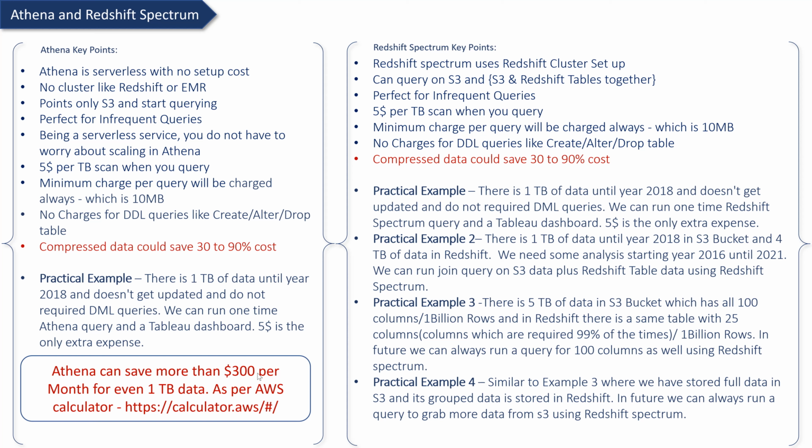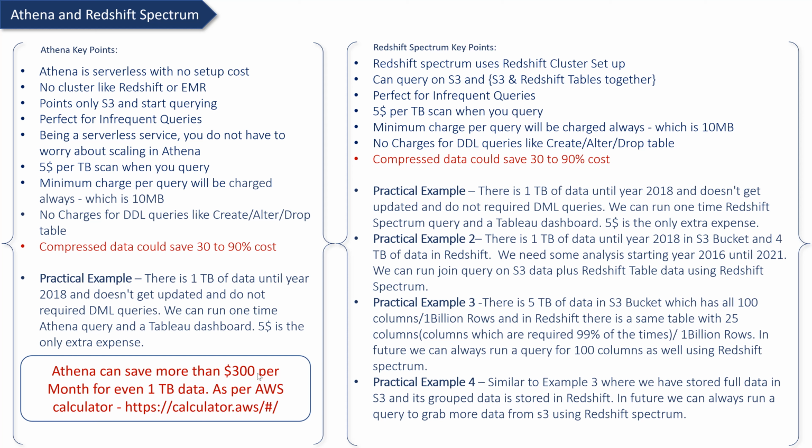So that is the advantage of S3 bucket. You keep your cold data in there and the hot data in Redshift. Practical example 4 is similar to example 3, where you have stored full data in S3, and the grouped data, what we call a pivot table in Excel, you have stored in Redshift. So there are a lot of advantages, but as I've mentioned here, Athena can save more than $300 per month for even 1 terabyte of data.